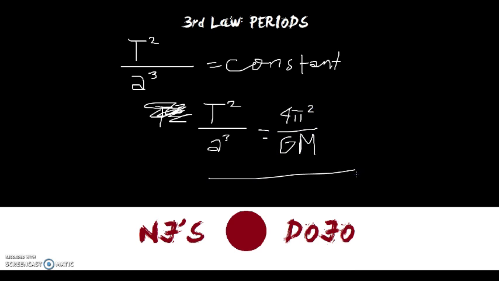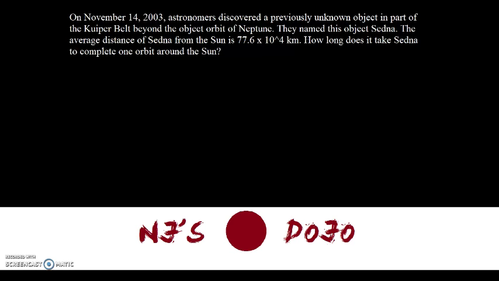Now, in order to be more idealistic in periods, let's try to solve a problem on this. On November 14, 2003, astronomers discovered a previously unknown object in part of the Kuiper belt beyond the orbit of Neptune. They named this object Sedna. The average distance of Sedna from the Sun is 77.6 times 10 to the power of 4 kilometers. How long does it take Sedna to complete one orbit around the Sun? Okay, so we can use Kepler's law to relate Sedna's distance from the Sun to the period of Sedna's orbit around the Sun.